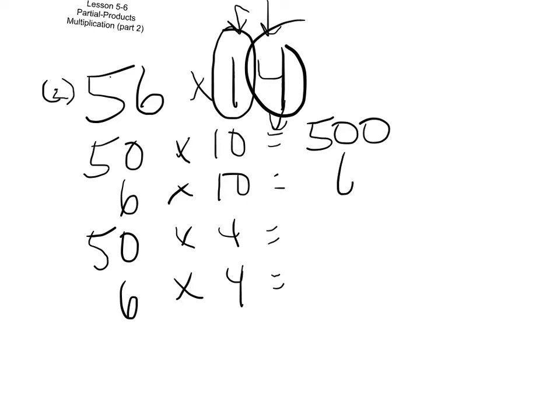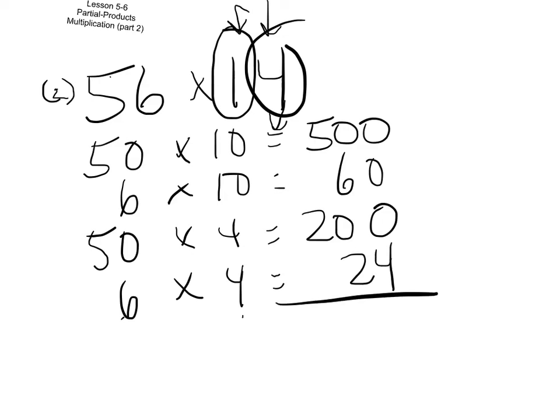6 times 10 is 60. 50 times 4 is 5 times 4. I'll give you the 20. Put the 0 back on. 6 times 4 is 24. Add it all together. There's your zeros. 4, 6, 2 is 8. 5 and 2 is 7. Gives you 784. Once again, I forgot to do the ballpark estimate, but 56 is close to 60.